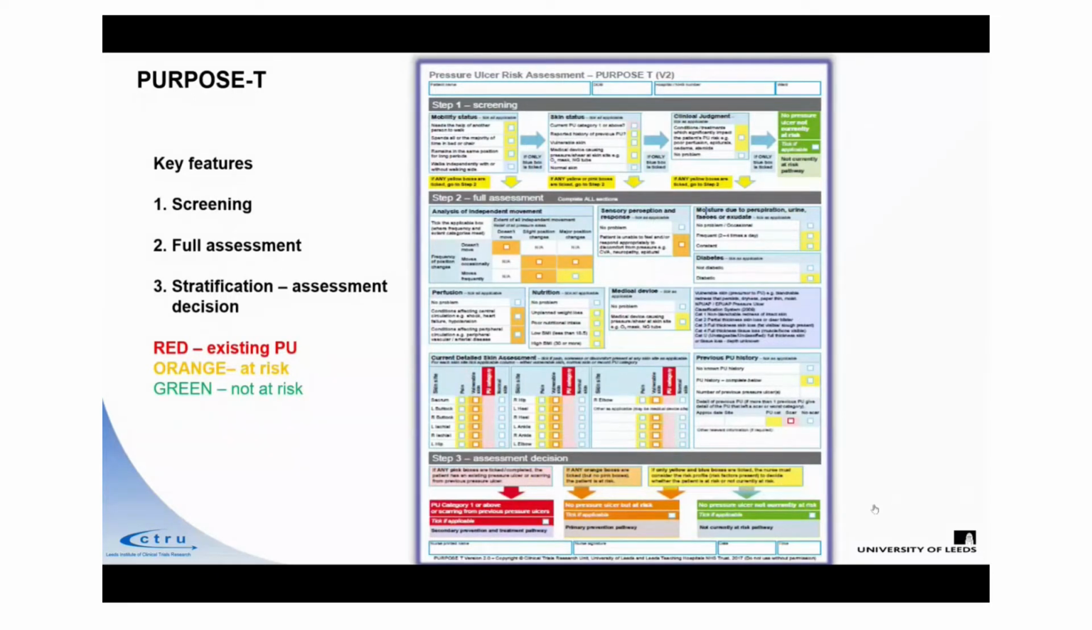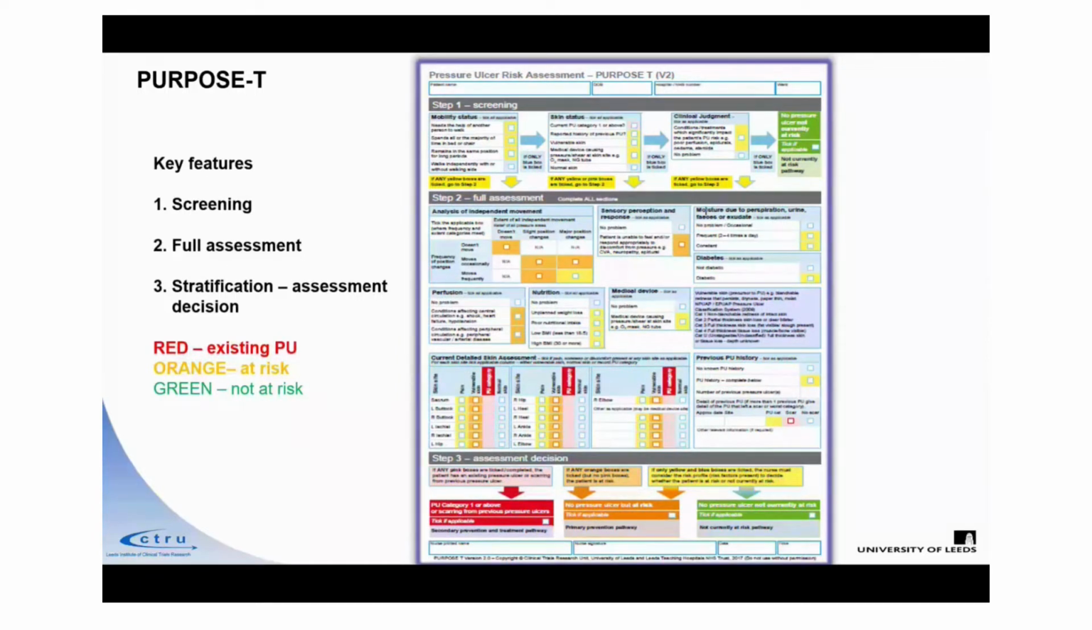And then we developed, that then led to the purpose T, which is, as indicated already by Jackie, freely available. This is version 2. Are you taking over now, Susanne? Yeah, I'll take over if that's okay.